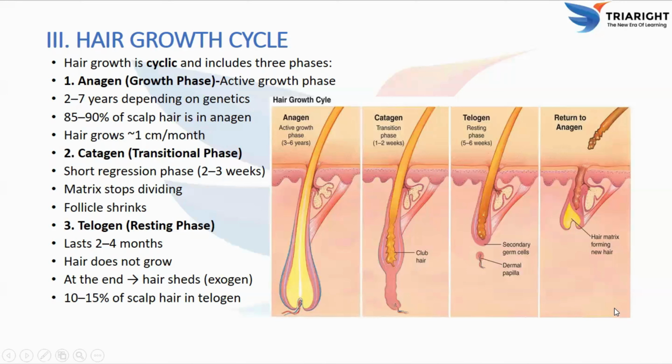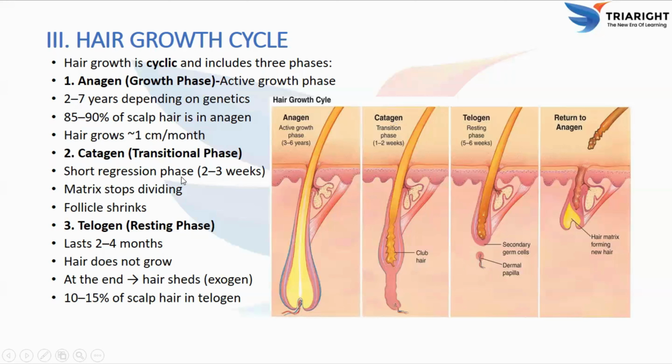So what happens during exogen? The old club hair sheds. A new hair starts to develop underneath. After telogen, the follicle re-enters the anagen and a new hair begins to form from the hair matrix. This diagram on this slide clearly shows you the anagen, catagen, telogen and return to the anagen. This visualization helps you understand how the changes in the hair follicle structure take place.